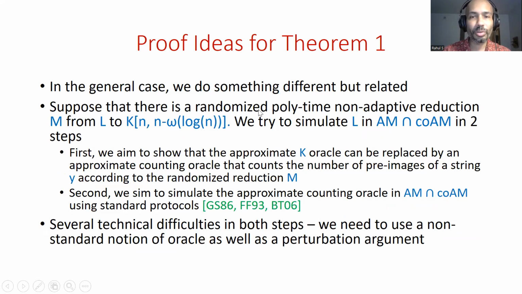What we really do for randomized polytime non-adaptive reductions is to try to simulate L in AM and co-AM in 2 steps. First, we try to replace this Kolmogorov random oracle with an approximate counting oracle that counts the number of pre-images of a string y according to this randomized reduction M. And then we aim to simulate the approximate counting oracle in AM and co-AM using several standard protocols.